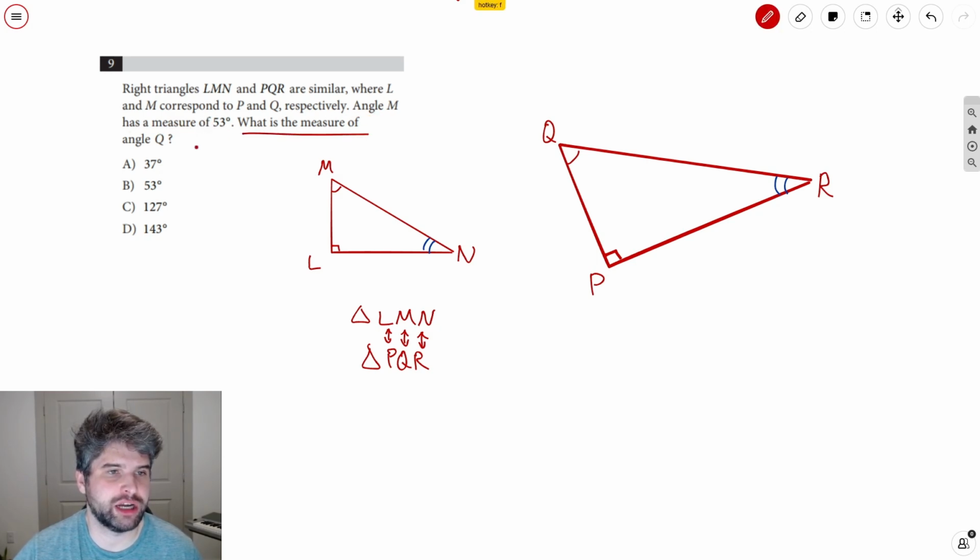What is the measure of angle Q? Well, if you know about angle correspondence between similar triangles, and you know that M corresponds with Q like it tells you in the problem, then these angles have to be congruent. Even though this shape is bigger, this angle is just as wide as this angle. So since this is 53 degrees, then this is also 53 degrees. And so the answer is B, 53.